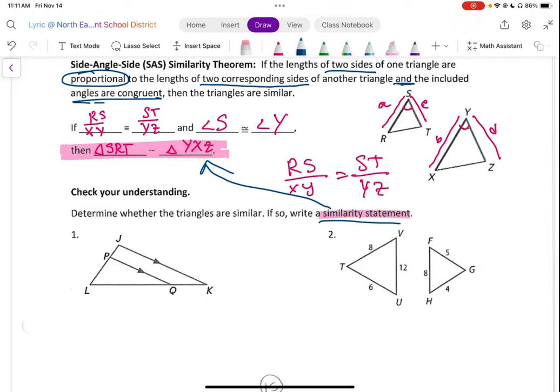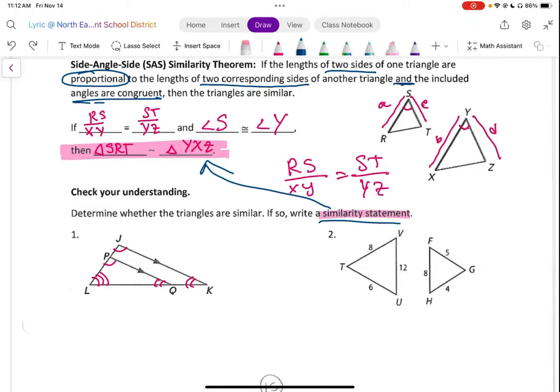Okay, number one, determine whether the triangles are similar. It tells us that PQ and JK are parallel with that little triangle. So because they're parallel, we can see JL and LK as transversals. So we need to look at our angle relationships. So angle J and angle P would be congruent. And then these angles would be congruent. And because both triangles share angle L, that angle L is the same on both triangles. See, it's angle L on this triangle, and it's angle L on the second triangle.